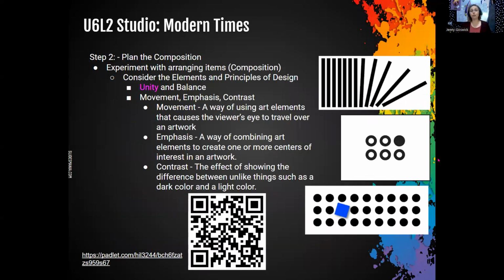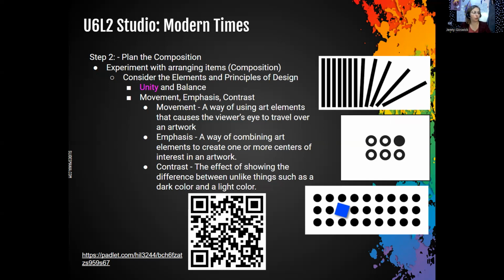Okay, so after you have established whether you're going to do abstract or non-representational, it's really time to start planning out that composition. So I encourage you to experiment, lay things out, reorganize them, relay them out, re-put them together in different ways until you find something that you really like visually to look at. Remember, we wanted to have unity and balance. And then some other things you might consider are movement, emphasis, and contrast.